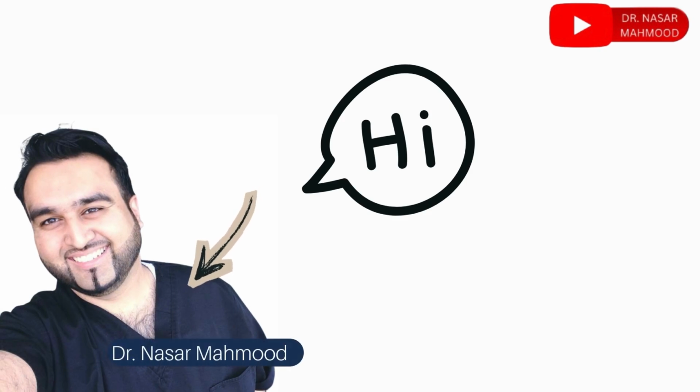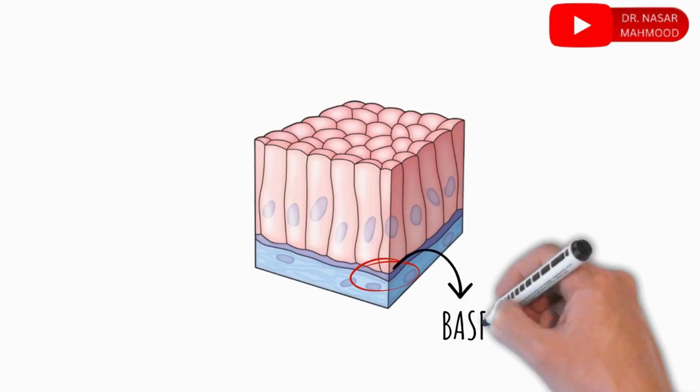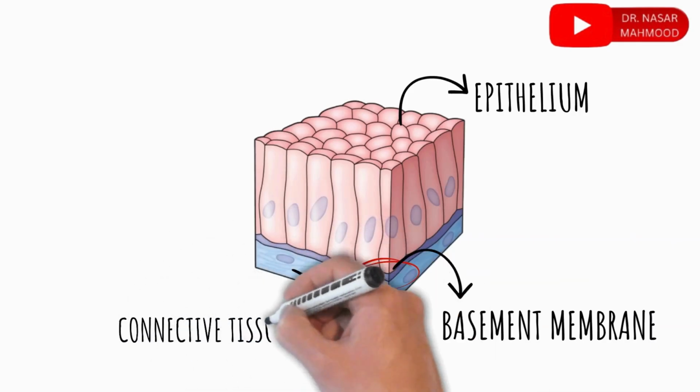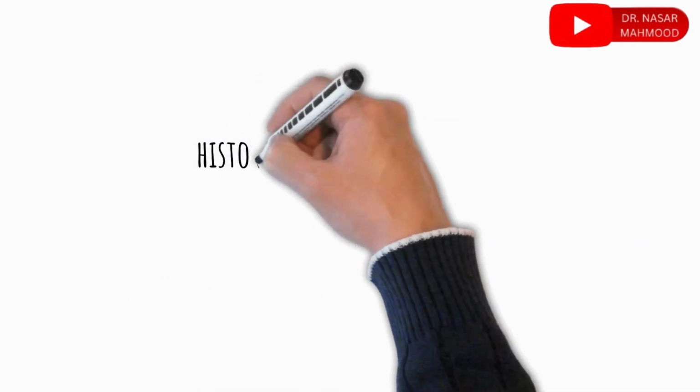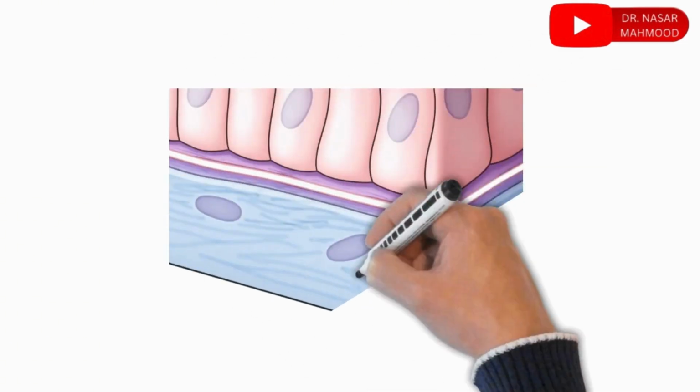It's Dr. Nasser here, and in this video we're going to understand the basement membrane. This is a thin but very important layer that sits between epithelium and connective tissue. If you picture where it is and what it does, a lot of the histology and pathology starts to make a lot more sense. Now let's start by locating it.